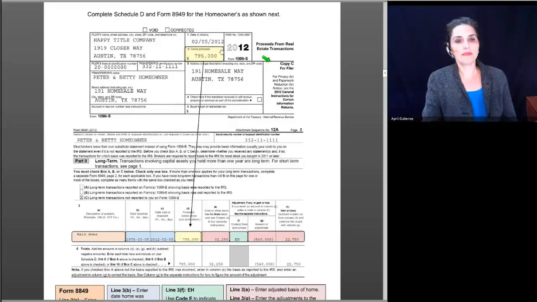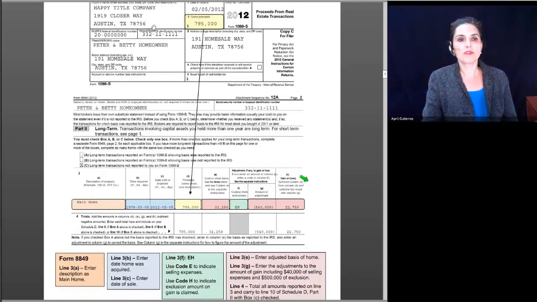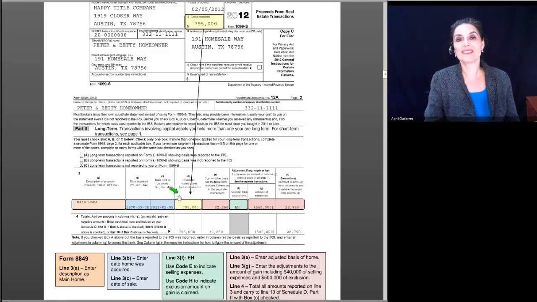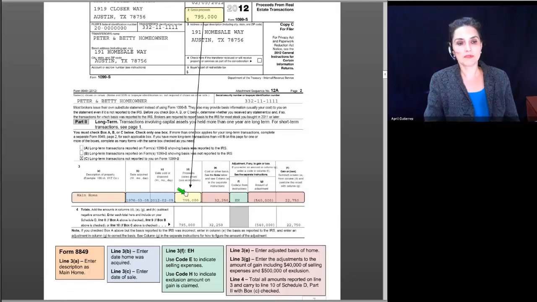So here we have Peter and Betty homeowner. They have received a 1099-S, and it's showing the gross proceeds from the sale are $795,000. As a general rule, when you have a reporting document that shows a certain amount of income or gross proceeds were received from a sale, you want to make sure that whatever number is on that document makes its way to the 8949 in the exact same amount, never a less amount. It could be more, but it could never be less. Because if it is less, it's going to trigger a CP2000 letter. So my starting point is to pull that gross proceeds down and enter that down as the sales price.